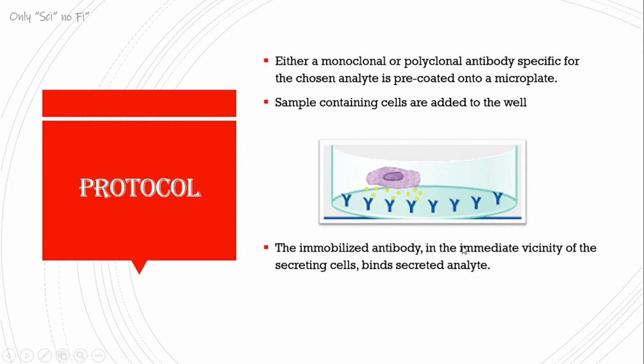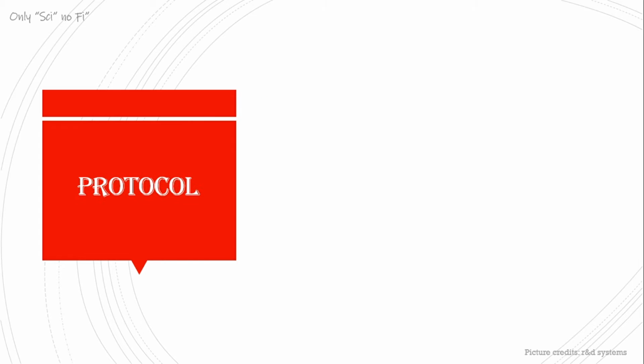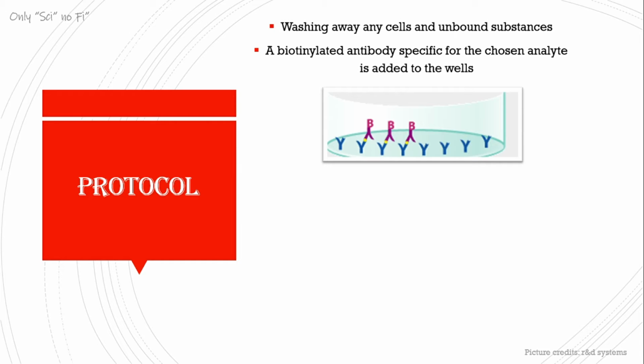Our analyte is cytokines. Now what happens at the next step is we wash away any cells or any unbound cells. Secondary antibodies attached to biotin compounds are added to these wells. This biotin is basically used for the enzyme to attach to the secondary antibodies. Next, our enzyme is added, and following this the substrate is added.